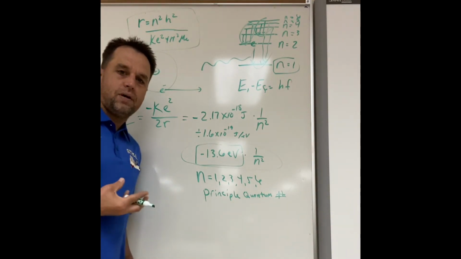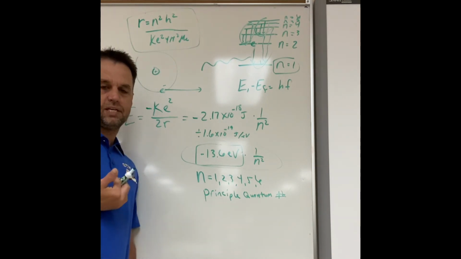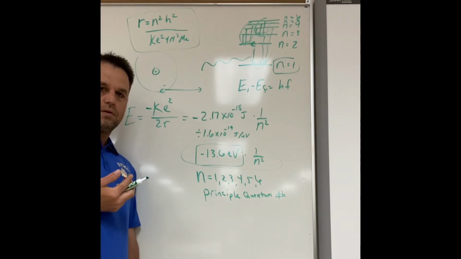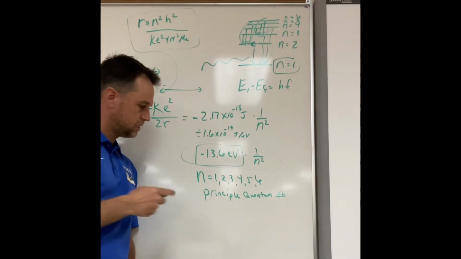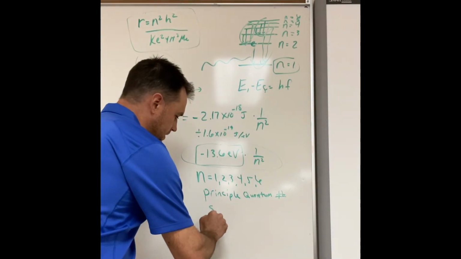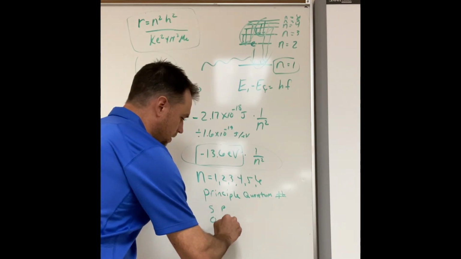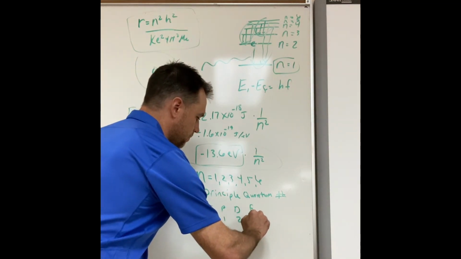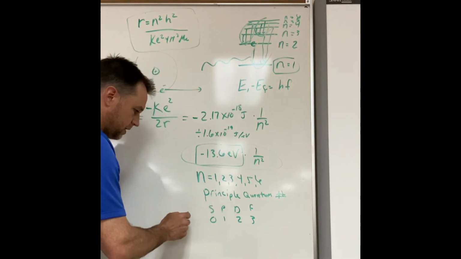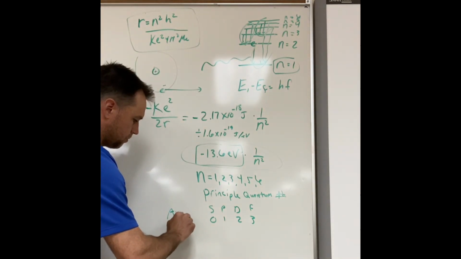There are more quantum numbers about electrons besides just their energy level. You learned in chemistry that they also have orbitals, s, p, d, f orbitals, where s is 0, p is 1, d is 2, f is 3. This is what we call the second quantum number. Sometimes it's called the angular momentum quantum number.